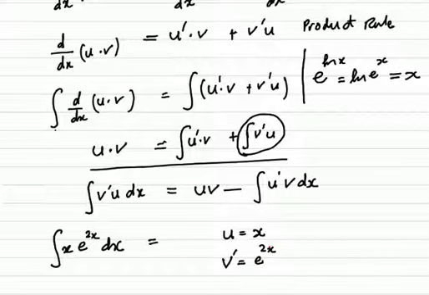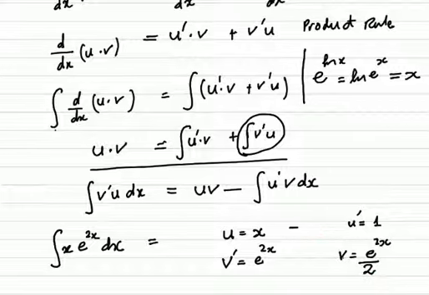Then, according to the formula here, we need u prime, so you move from u to u prime, which is going to be equal to 1. And then with this v prime, the integration is a special integral. The integral of an exponential function is e to the power of 2x, but divided by the derivative of the argument.